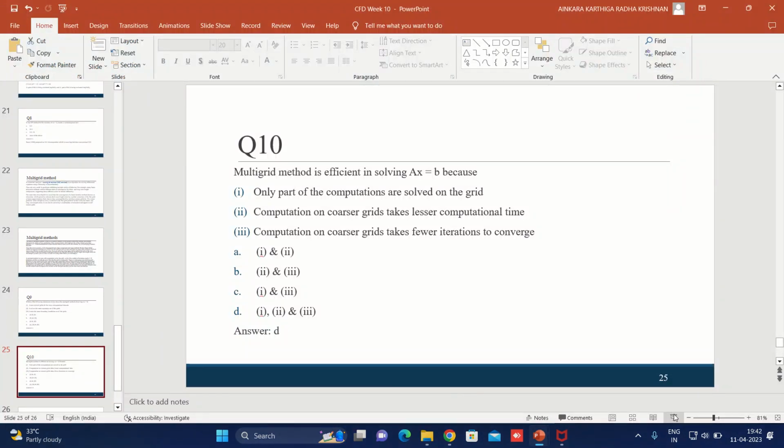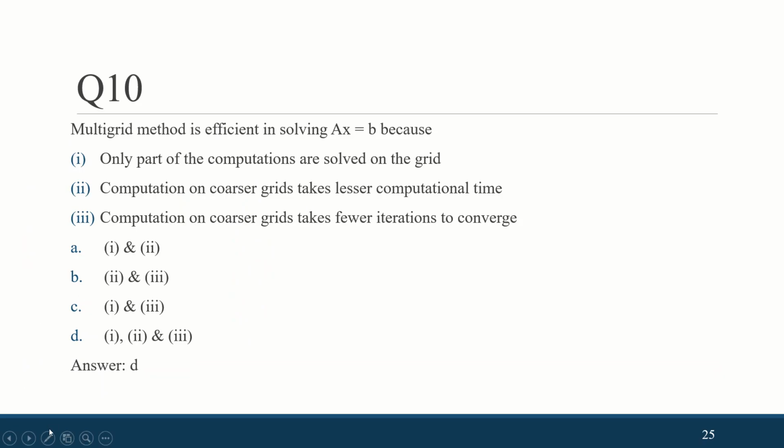So in question 10, it is asked that the multigrid method is efficient in solving Ax is equal to B because only part of the computations are solved on the grid. Computation on coarser grids takes lesser computation time. Computation on coarser grids takes fewer iterations to converge. What we are doing in the multigrid approach is that we are solving from the finest grid to the coarsest grid by taking the error input from the previous solution, right?